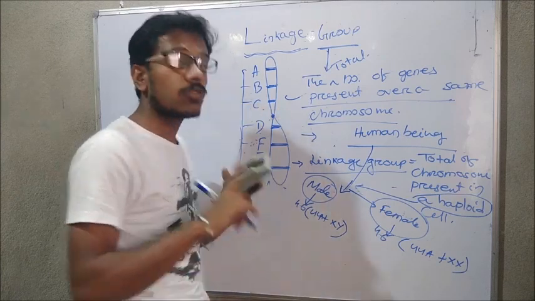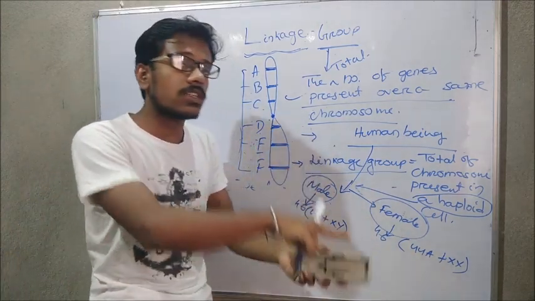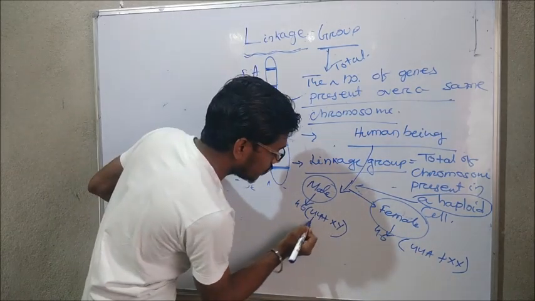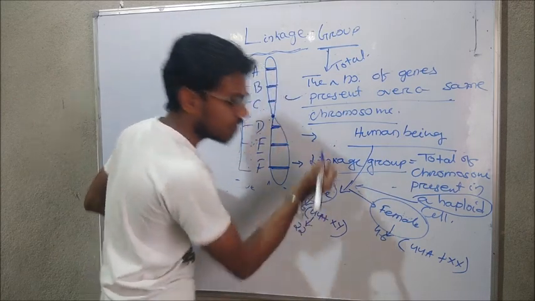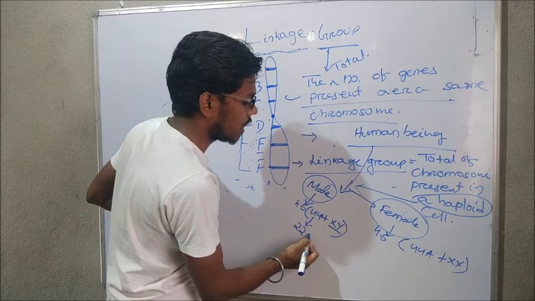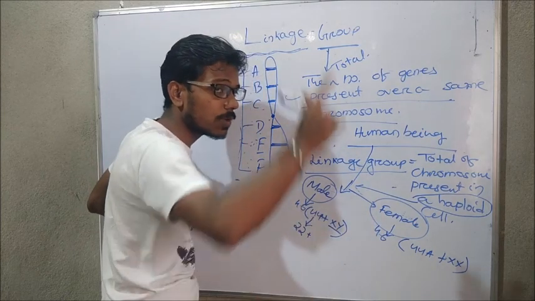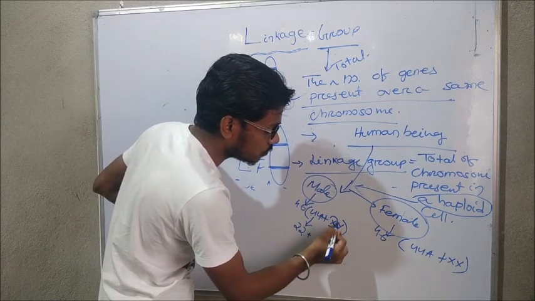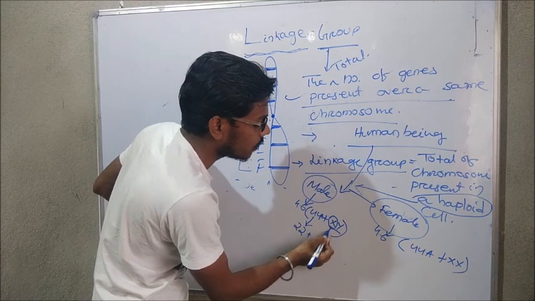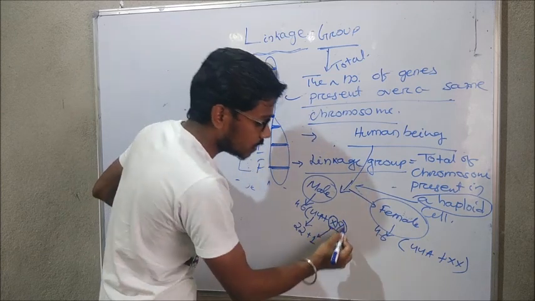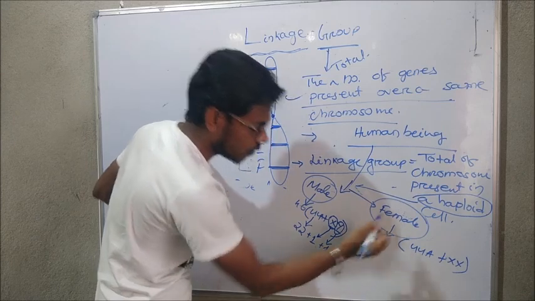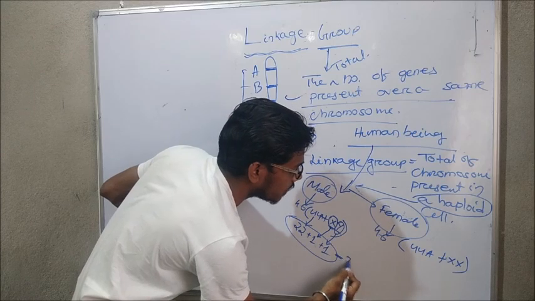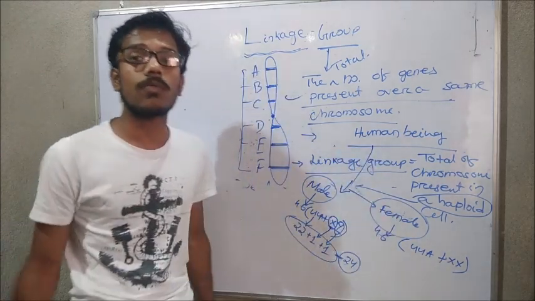So during the calculation of the linkage group, we have to consider the haploid one, meaning half of the chromosomes will be considered here. Thus, out of this 44, 22 will be counted, and out of XY, the genes which are present over the X chromosome will form one linkage group. The genes which are present over the Y chromosome will make another linkage group. So in case of human male, how many linkage groups will be present? There will be 24 linkage groups.